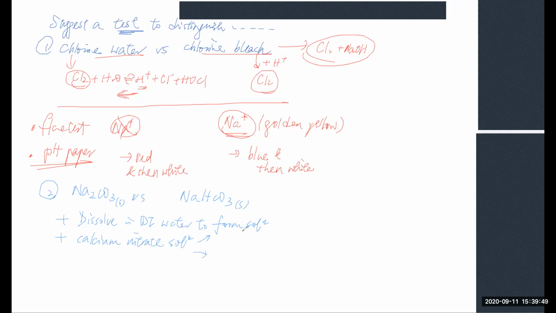The one that does not give an observable change contains hydrogen carbonate ion, while the one that yields a white, milky precipitate contains carbonate ion. This is just carbonate. Can you get my point? So this is one of the ways that you may solve it.